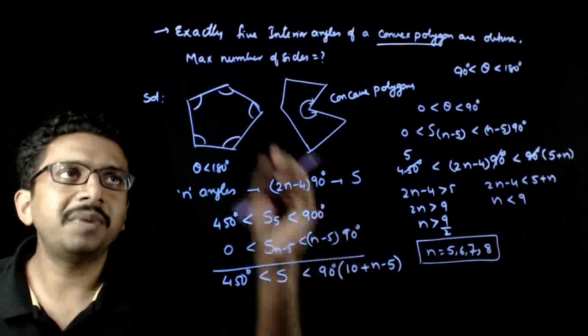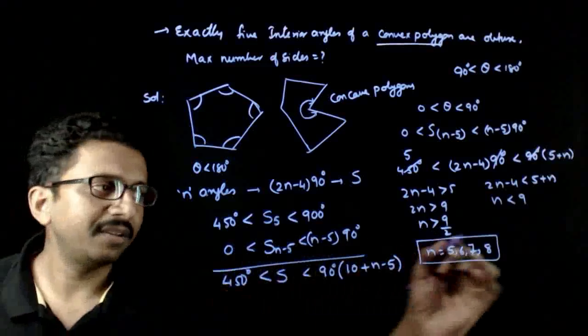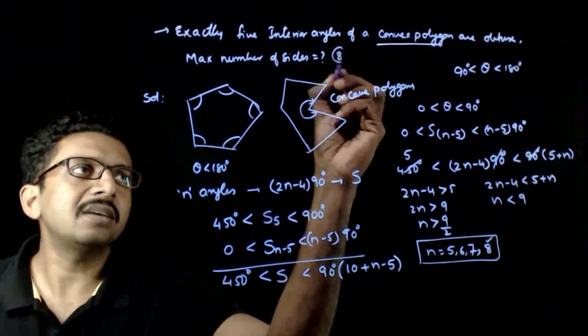So what is the maximum number of sides that this polygon can have? 8 is the answer to this question.